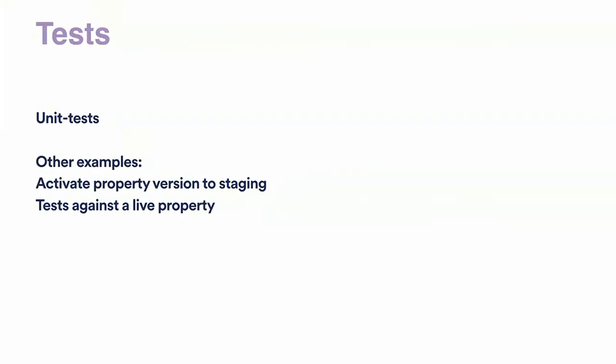For tests, we have unit tests with PyTest run by Jenkins to sanity check our code. But there are a lot of other things here you could do. For instance, you can activate your property to a staging environment and run tests toward it for further assurance of its functionality.